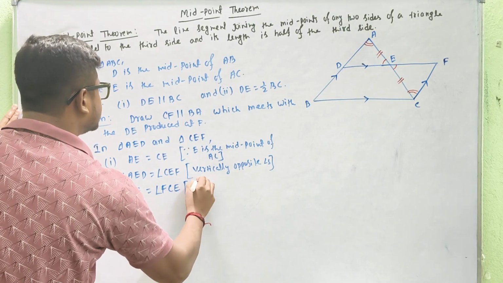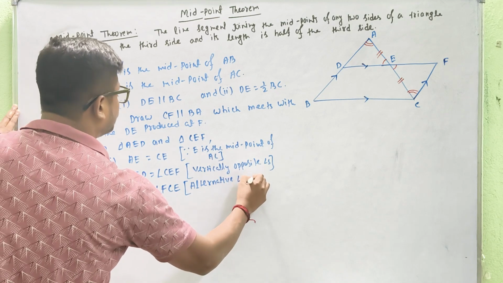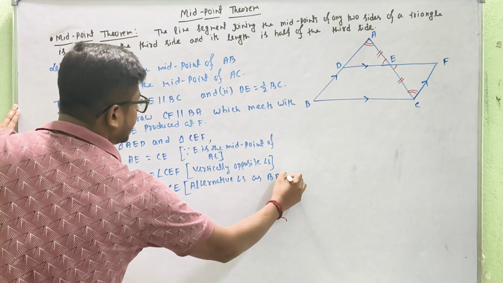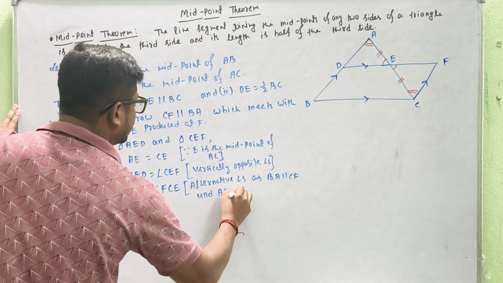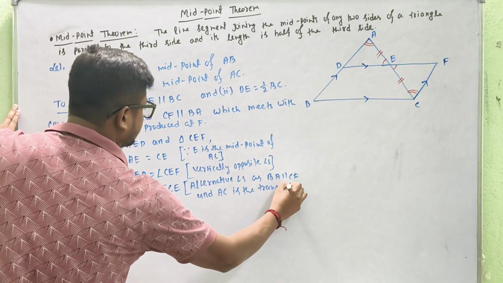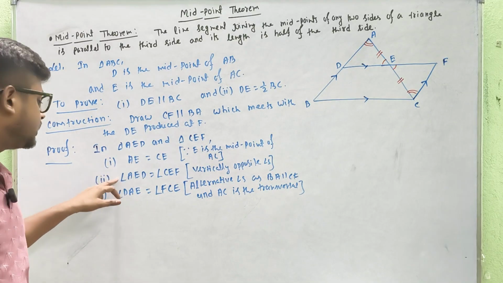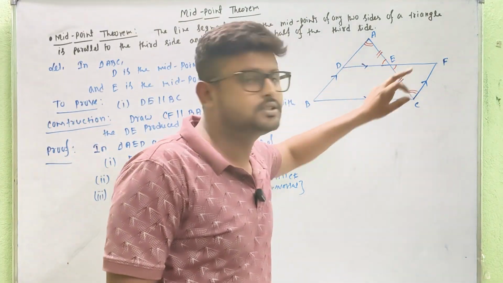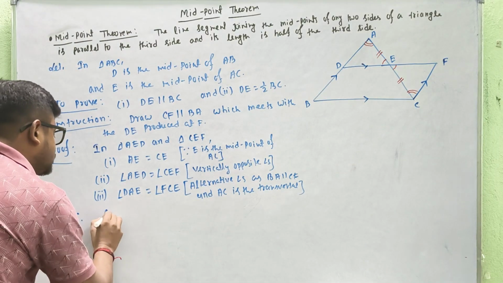Why are they equal? Because they are alternate angles. Why? As BA is parallel to CF and AC is the transversal. So we have 3 conditions to prove that these two triangles are congruent.